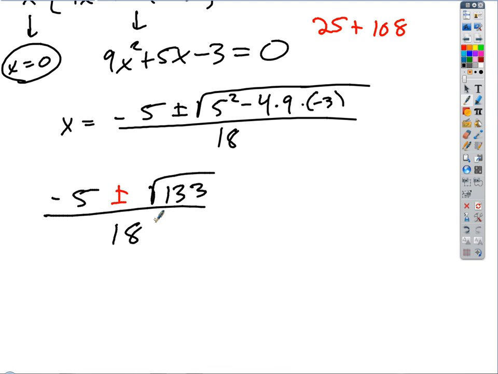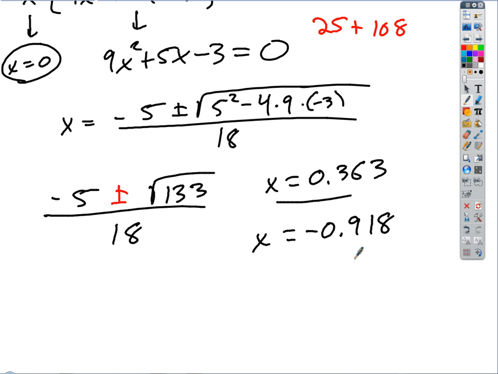For the plus sign, we get 0.363. The other one, if I take the minus sign, I get negative 0.918. Okay, and then the other one was 0, right? Yep. We had 3 of them. We had 0, we had that one, and we had that one.